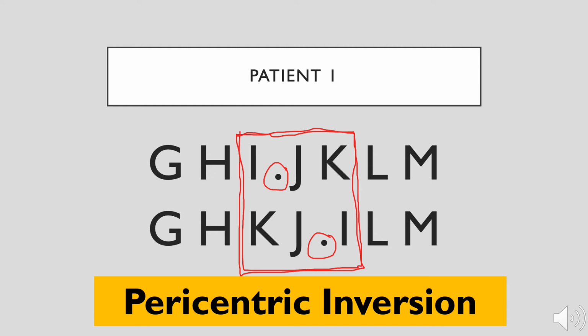Because the inversion contains the centromere, this is considered a pericentric inversion. If the inversion did not contain the centromere, it would then be called a paracentric inversion.